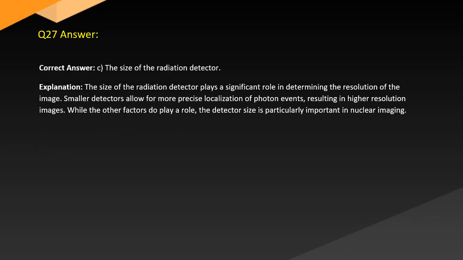Answer. Correct answer: C. The size of the radiation detector. Explanation. The size of the radiation detector plays a significant role in determining the resolution of the image. Smaller detectors allow for more precise localization of photon events, resulting in higher resolution images. While the other factors do play a role, the detector size is particularly important in nuclear imaging.